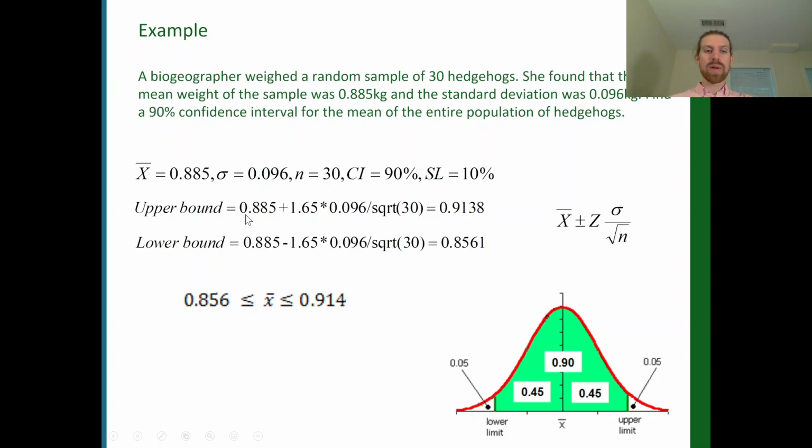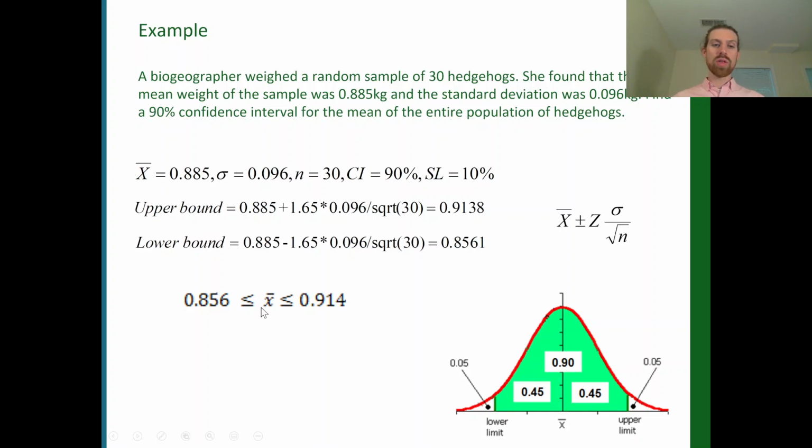So we can get the upper bound by saying, okay, give me the mean, and then we want to add on the z-score multiplied by the outcome of this standard error equation. Okay, so 0.096 divided by the square root of 30 in order to get that upper bound value, which is 0.9138. So this upper limit here is going to be 0.9138. And then we're going to do the same for the lower bound. The only difference is that here we're subtracting rather than adding, and it's going to produce this lower limit down here, which gives us our 90% sample width.